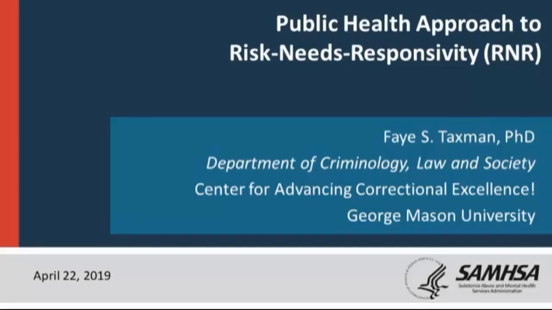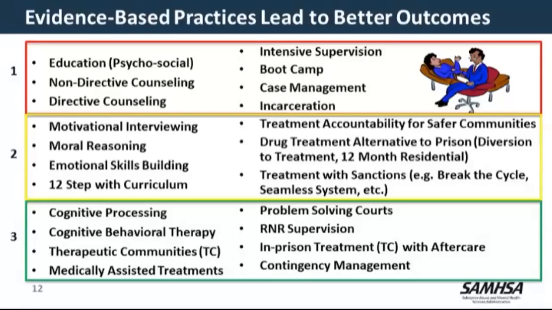A lot of people have heard of RNR more from a criminal justice perspective, but as the field has advanced and new research has occurred, we actually have some adaptations to that model. I first want to begin with the notion that we know a lot that works. For example, we know problem-solving courts are very effective at reducing recidivism.